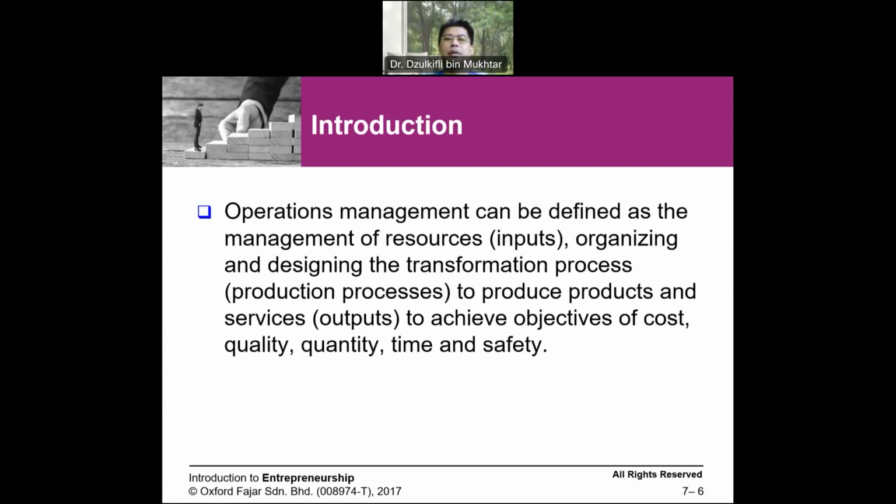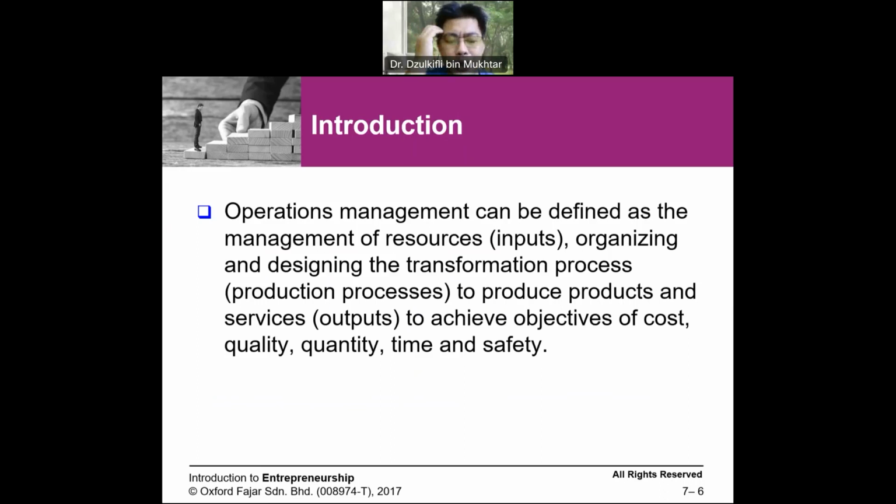Okay. So operation management can be defined as the management of resources, organizing and designing the transformation process. Ini disebutkan, yang saya sebut transformation, tapi in actual fact it refers to the production process to produce product and services to achieve objective of the cost, quality, time and safety. Okay. Kalau kita tengok dari segi output ni yang kita nak, iaitu you need to produce a quality product or services, you need to have a sufficient number. Yang ni yang kita sebut sebagai economy of scale.